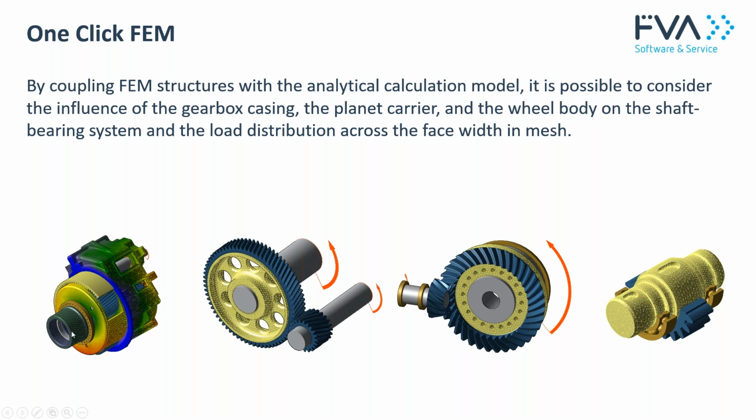Today we will focus on the planetary. You can see it here, but it's also possible to include the gear casing as a finite element mesh, the wheel bodies, and the shafts, because these are the components that can be quite complex in geometry. So here the finite element method is favorable compared to purely analytical models.